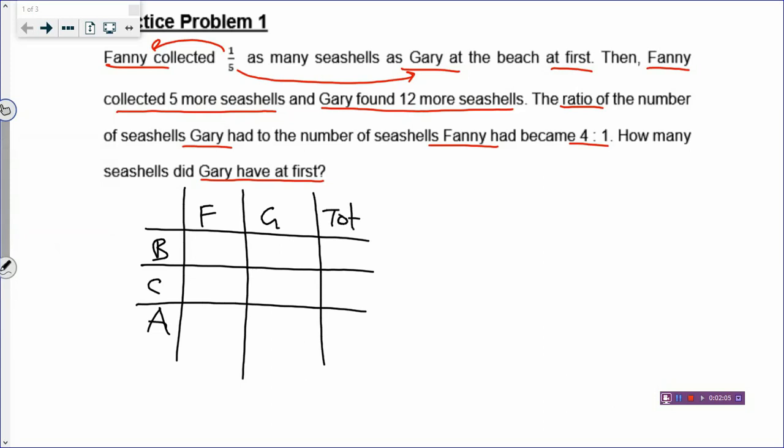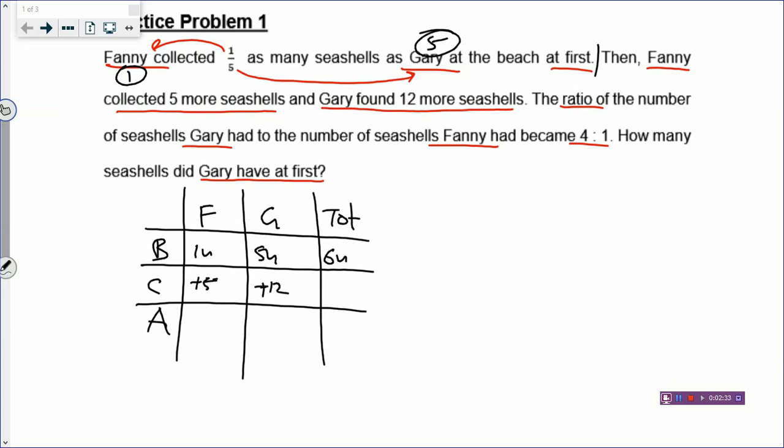Alright, so how do you fill in the boxes? You start with the first sentence. Fanny collected 1 box or 1 unit, Gary 5 units. Okay, so you put down 1 unit for Fanny, 5 units for Gary, and total 6 units. So where are you now? You're onto the first sentence. Then Fanny collected 5 more seashells, so you plus 5, and Gary found 12 more, so you plus 12, right?